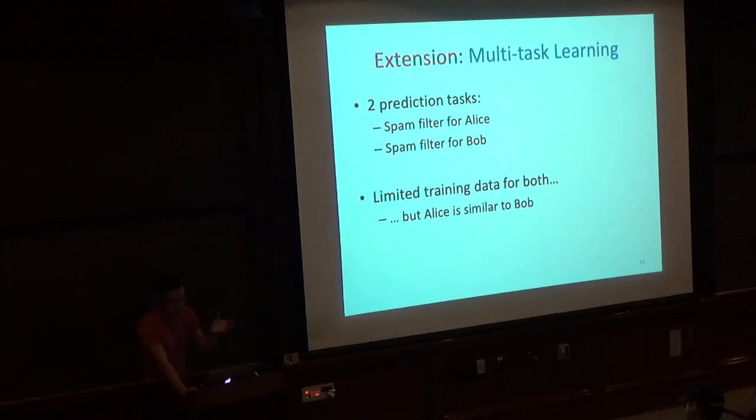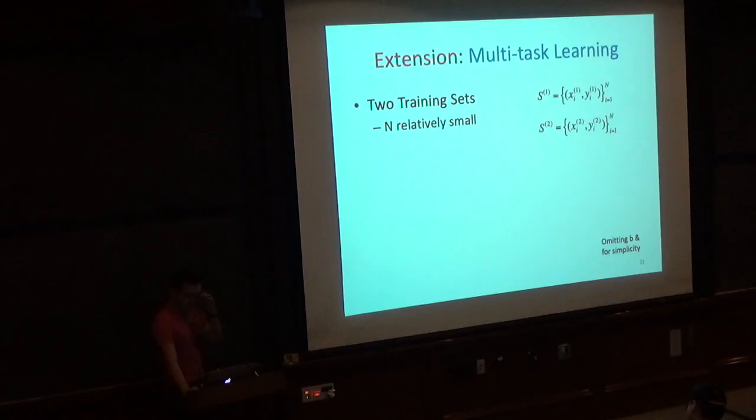OK, so another small thing, multitask learning. Suppose we have 2 prediction tasks. We want to learn 2 spam filters, and in particular, these spam filters are going to be personalized to the individual preferences of 2 people, Alice and Bob. We have limited training data for both. We don't have that much data for Alice, and we don't have that much data for Bob. But we can make a perhaps reasonable assumption that Alice is similar to Bob. That means we have 2 training sets where the number of training examples is relatively small.